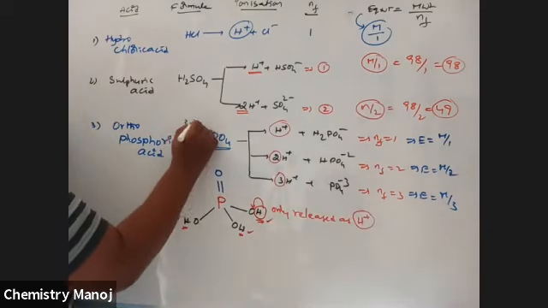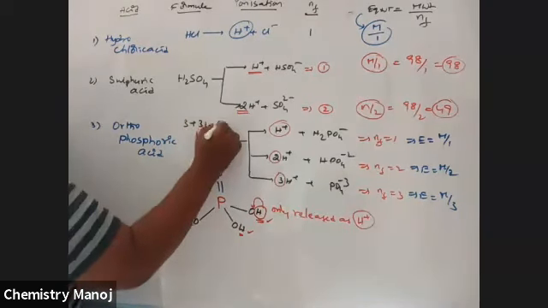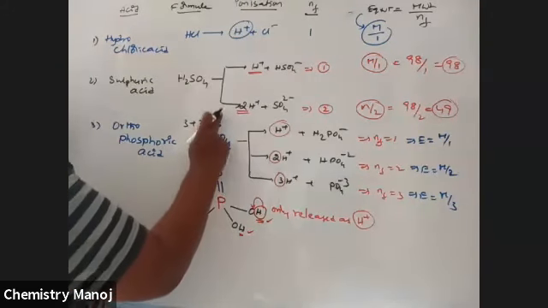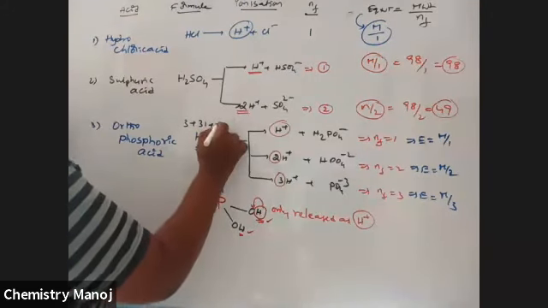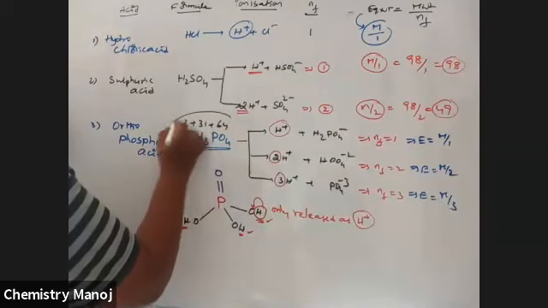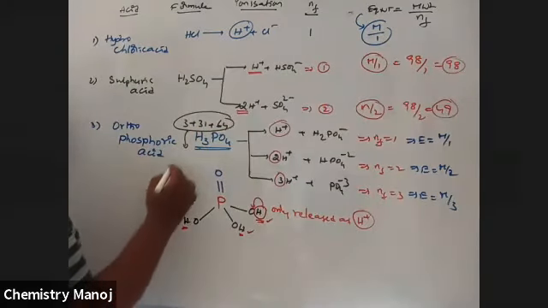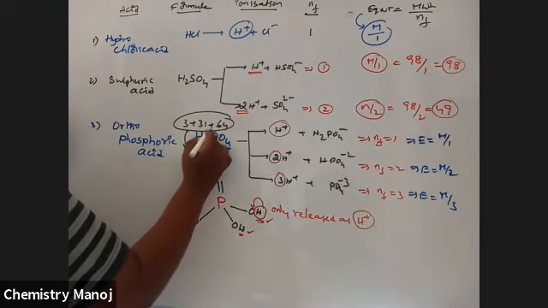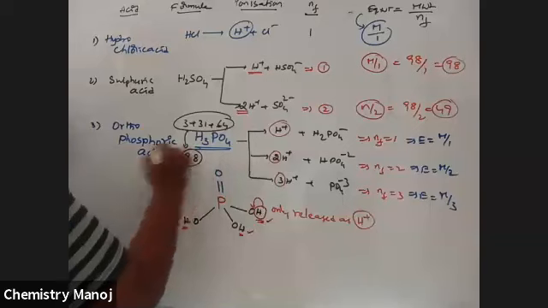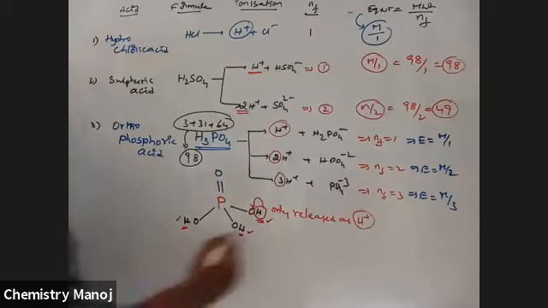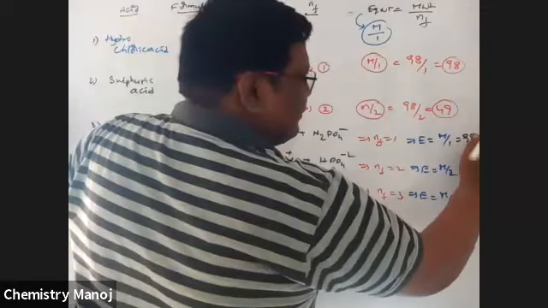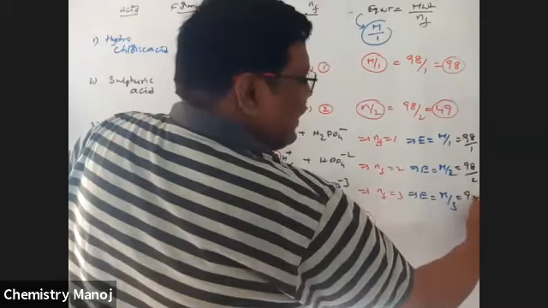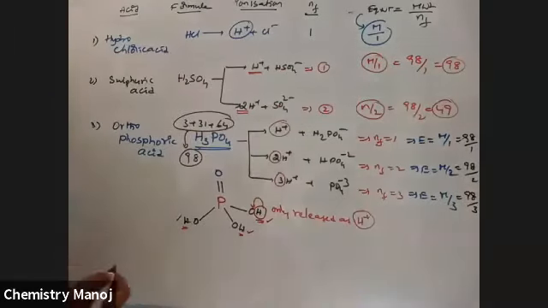3 hydrogens, 3, plus phosphorus 31, plus 4 oxygens, each oxygen is 16, so 4 times 16 is 64. Therefore, the total molecular mass of this H3PO4 is 98. That's why it is 98 by 1, 98 by 2, here 98 by 3.